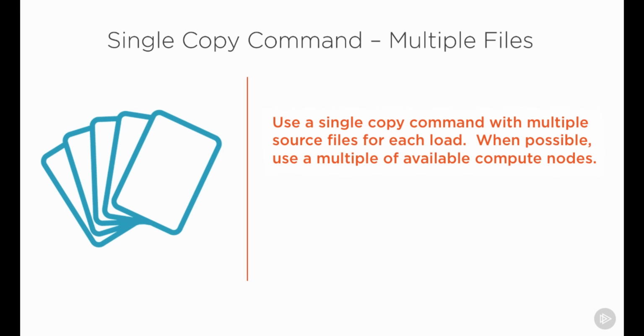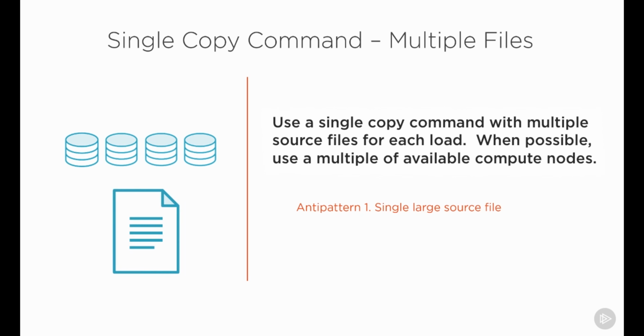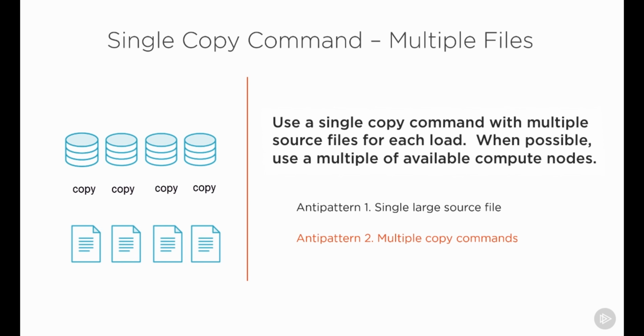Number 2, use a single copy command with multiple source files for each load. If possible, the number of files should be multiples of the number of nodes in your cluster. This ensures that all nodes can be effectively used in parallel. And managing this is where a manifest file will come in handy. One anti-pattern to this approach would be using a single large file as a copy source. In this case, the copy process must serialize the load from that single file and misses out on the opportunity for parallel processing.